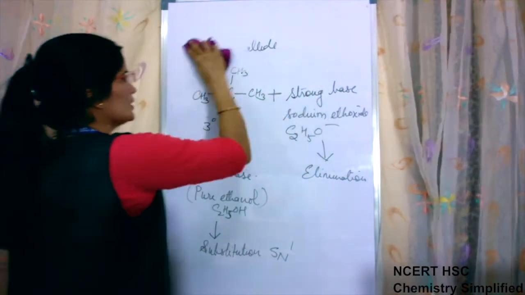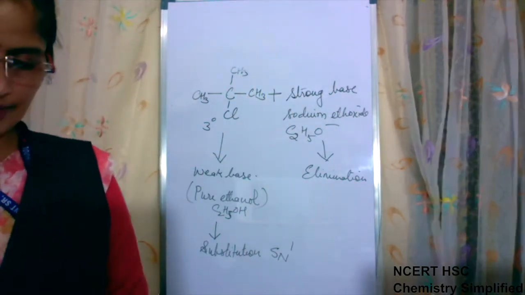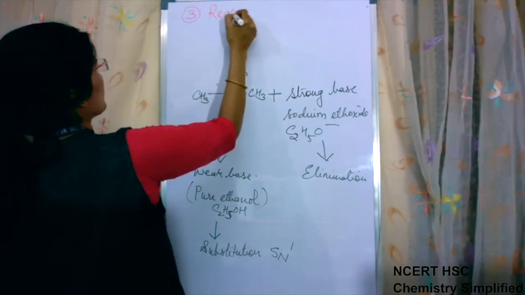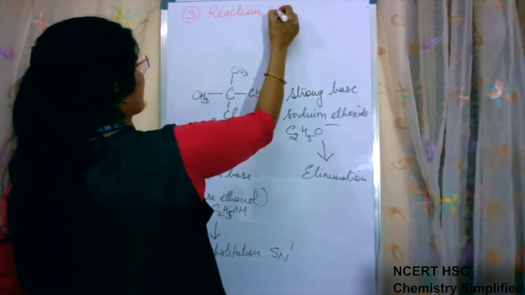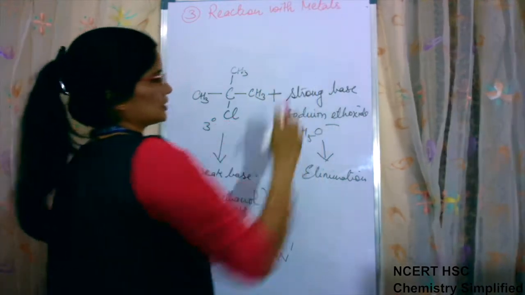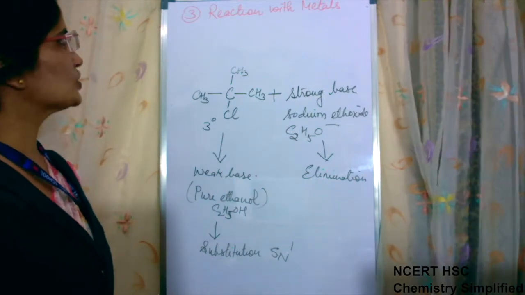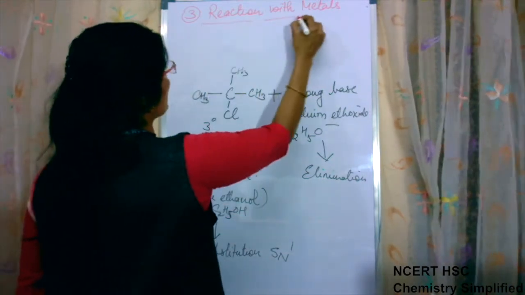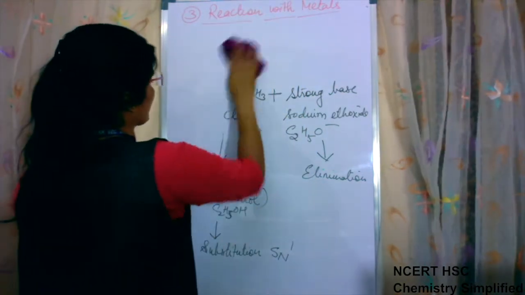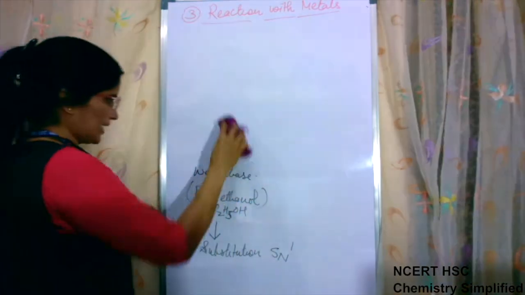Now the next is the third type of reactions, which were reaction with metals. Two we have finished: nucleophilic substitution reactions. Second were elimination reactions. Third were reaction with metals. So today we will start reaction with metals. These are two simple reactions.